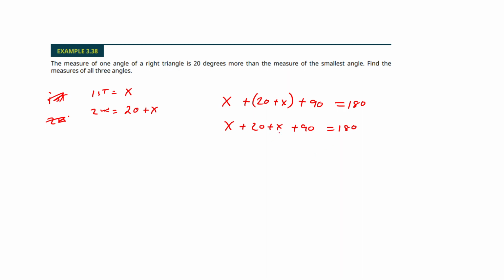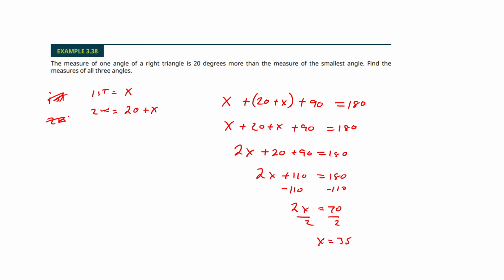Okay, now I can start putting things together. I've got 2x plus 20 plus 90. So I just cleaned this up until it was all the way clean. Okay, now I want the x alone, so this is what's leaving first. Divide both sides by 2. Okay, I get 35.